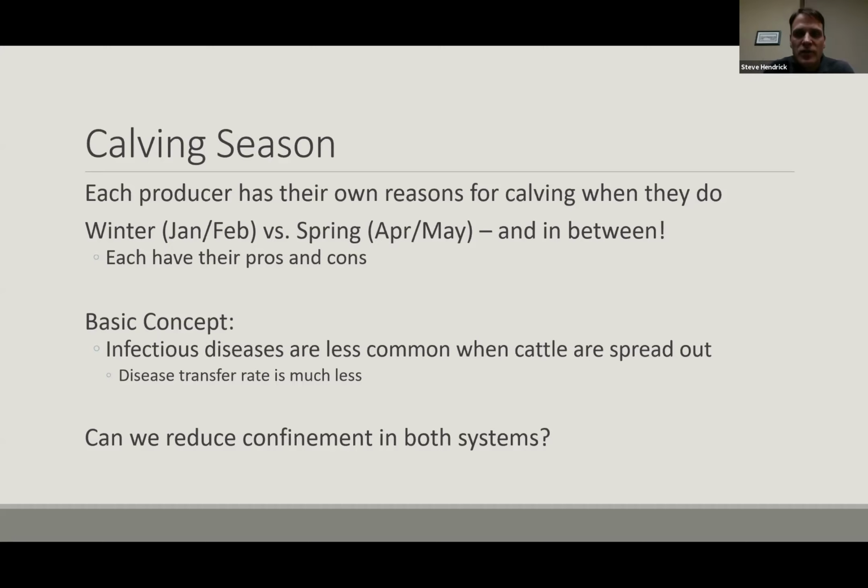Okay, I'm not sure if everybody can see that, but it shows that 63% of participants tonight are calving between April and June, while 32% are calving January through March, with about 5% having 2 calving seasons. And so maybe they stretch into both of those categories, I guess.